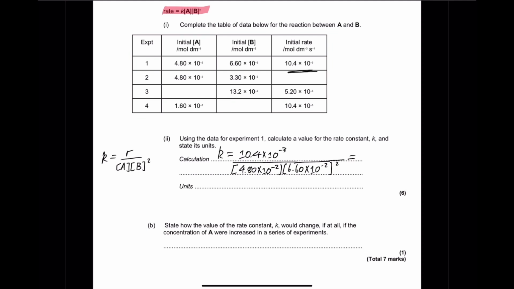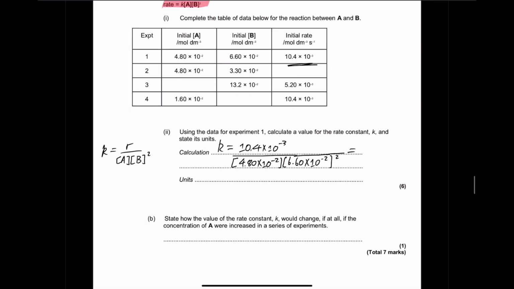10.4, just put that into a calculator now, times 10 to the power of minus 3 all over 4.8 times 10 to the power of minus 2, times 6.6 times 10 to the power of minus 2, and then it's squared. 49.7. Now, I'm not meant to spend too much time on this question simply because this part here will be a 2 marker.